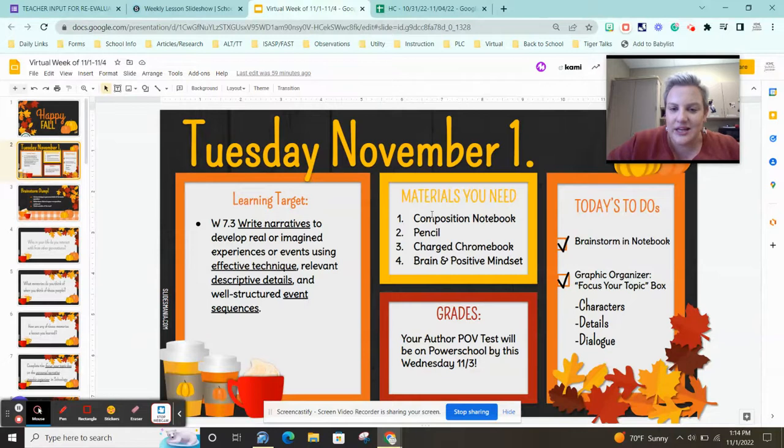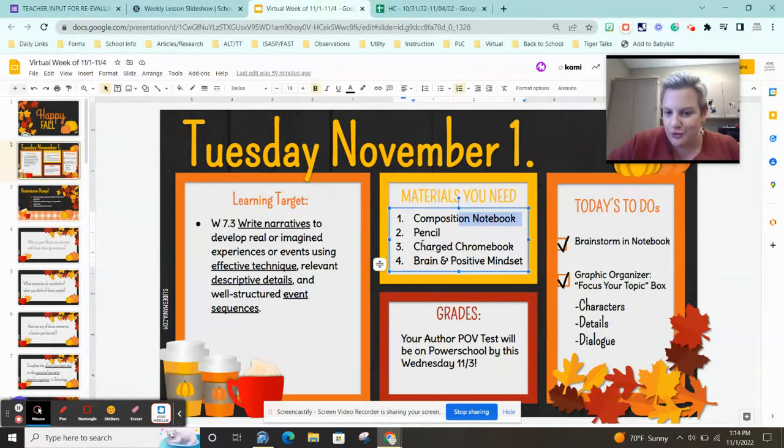So you will need a piece of paper if you don't have your own little notebook, a piece of paper, a pencil, a Chromebook, which you should be on, and then your brain in a positive mindset.